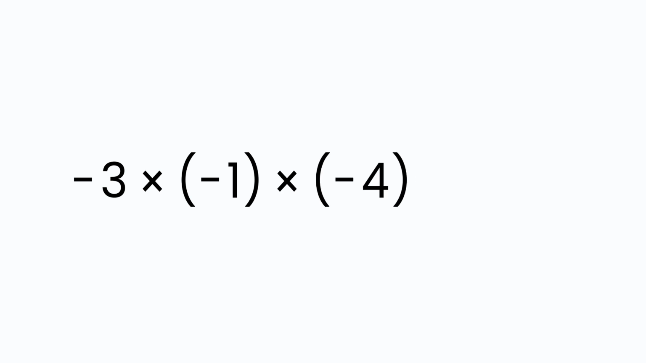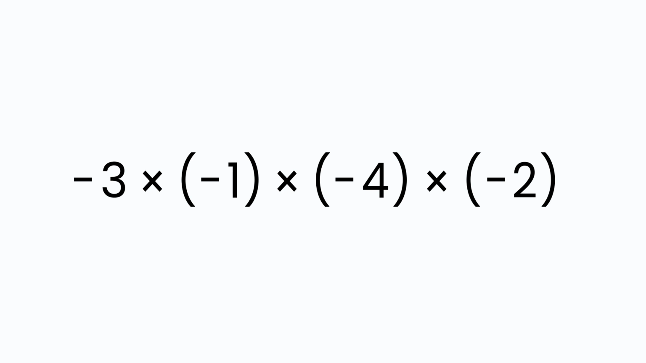What about 4 negative factors? -3 times -1 times -4 times -2. You can multiply pairs of factors with each other. -3 times -1 is positive since both factors are negative.